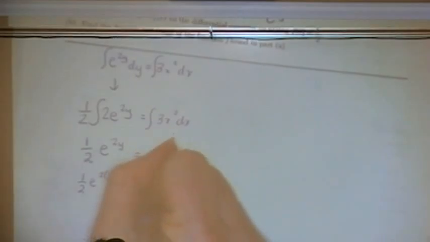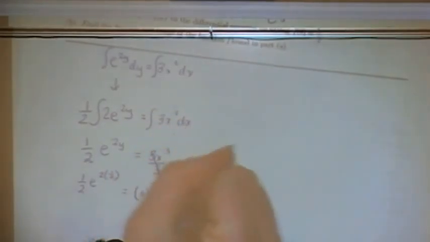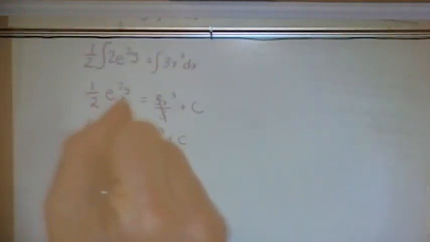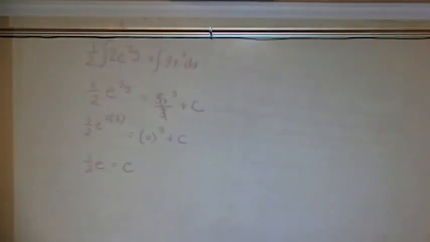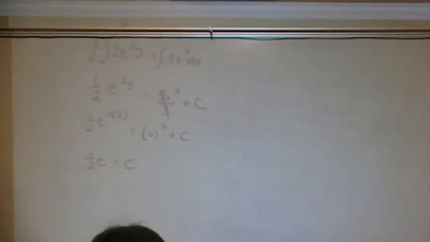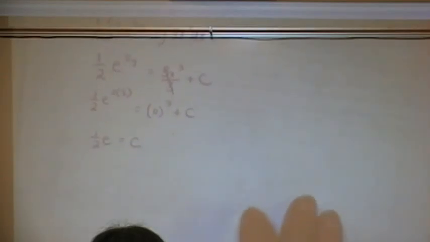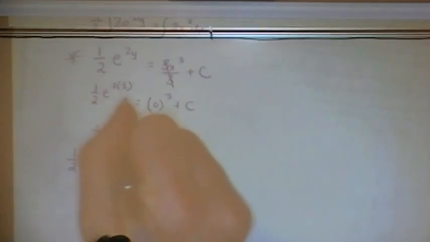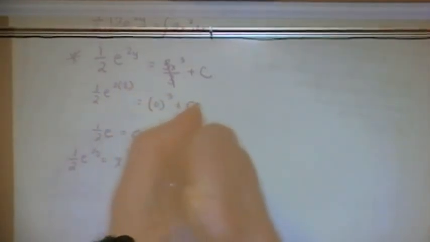So I have 1/2 e to the 2 times a half equals 0 cubed plus c. That means I get 1/2 e equals c. I almost got it. I got c equals e. Because you didn't have your license. Alright, so now I'm going to plug it back into the function, which is right here. So I have 1/2 e to the 2y equals x cubed plus 1/2 e.